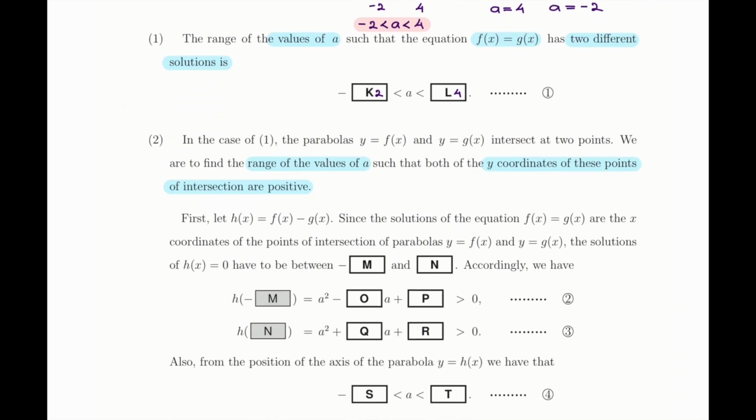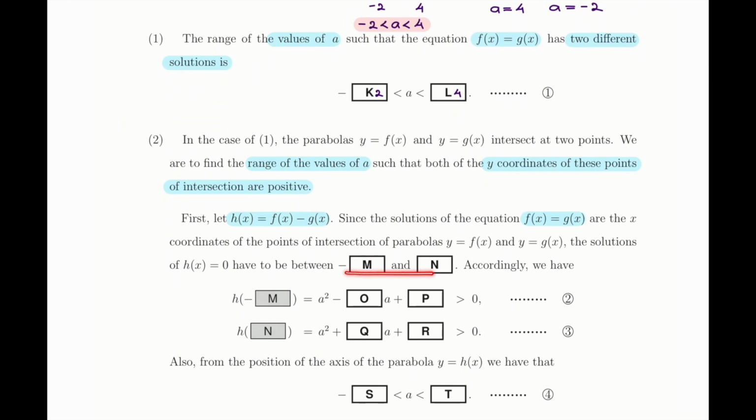First, let h of x equal f of x minus g of x. Since the solutions of the equation f of x equals g of x are the x coordinates of the points of intersection of the parabolas y equals f of x and y equals g of x, the solutions of h of x equals 0 have to be between blah blah blah and blah blah blah. So now I will find m and n first.